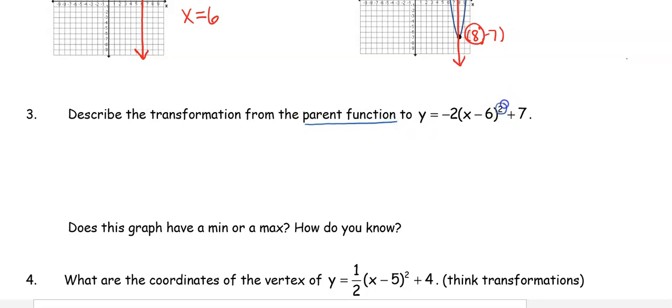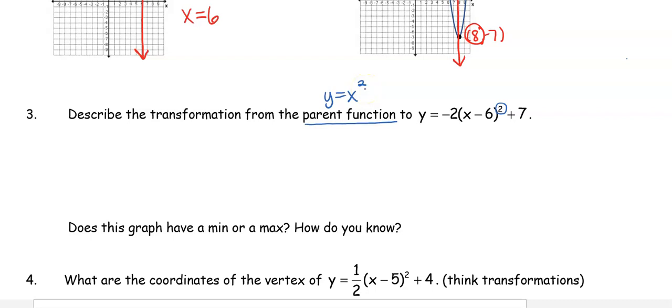So basically, I just look at my degree. It's a second degree polynomial. So the parent function is y equals x squared. A transformation is occurring everywhere that a number was being added or subtracted or multiplied. So anything that wasn't originally there at x squared is a transformation.